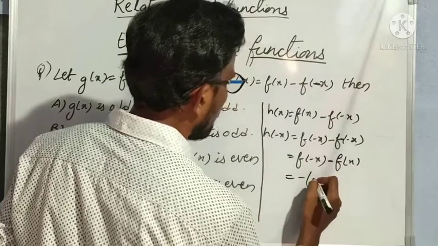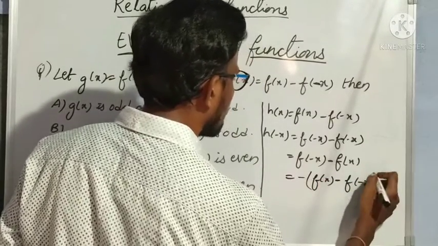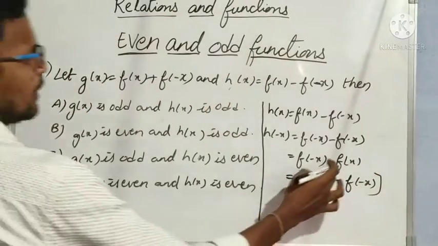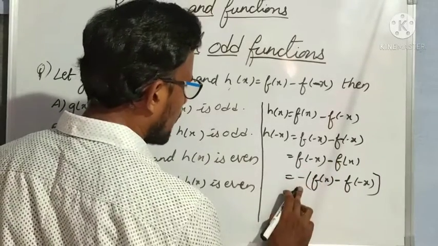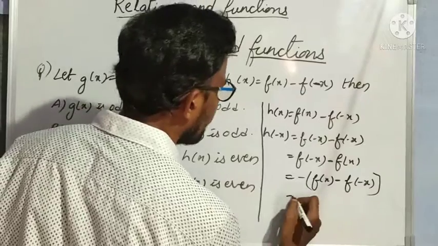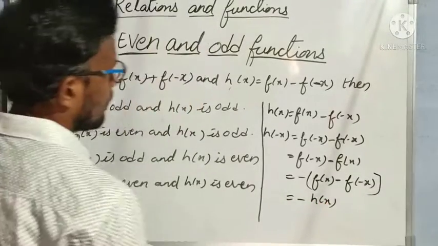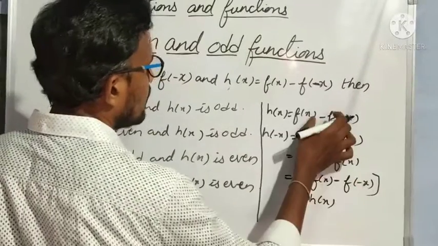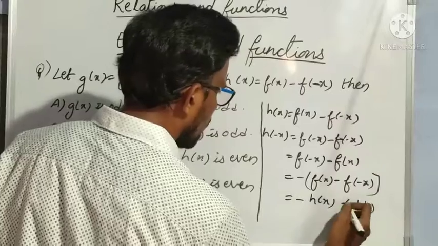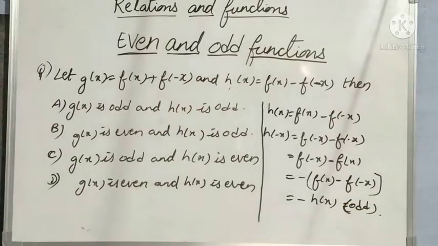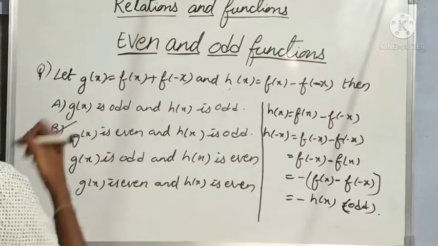If I take minus common, so f of x minus of f of minus x, right? If I take minus common in both, then I will get minus of f of x minus of f of minus x. So this is nothing but minus h of x. F of x minus f of minus x is h of x, so this is equal to minus h of x. So what type of function is this? Odd function. Understood? So already we got g of x as even and h of x as odd. So this is the answer.